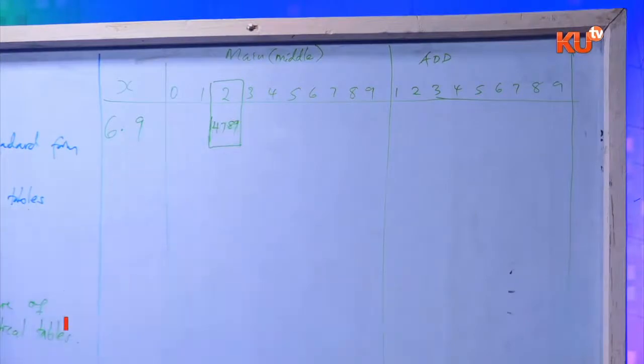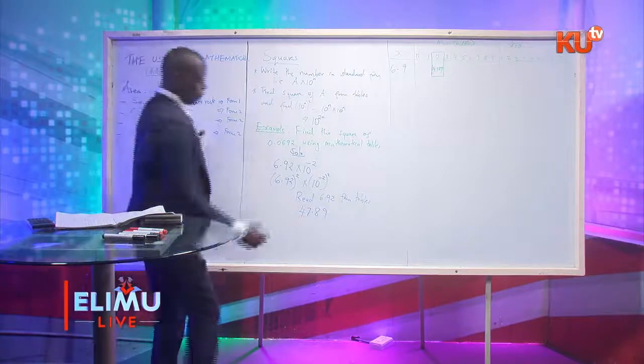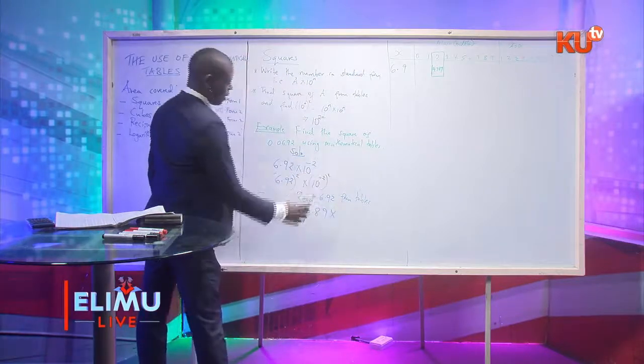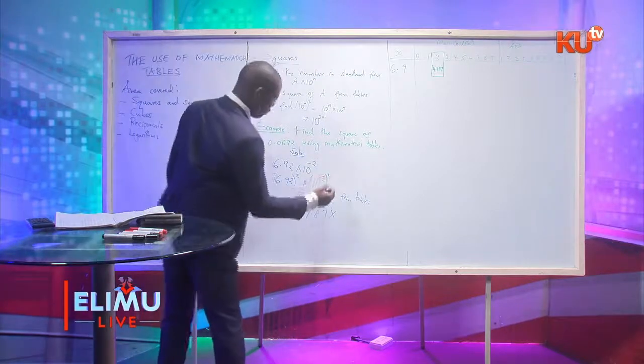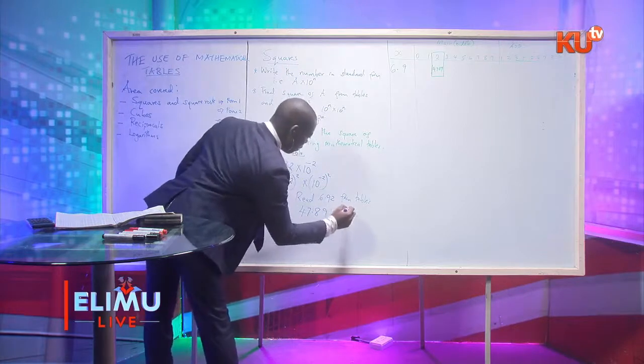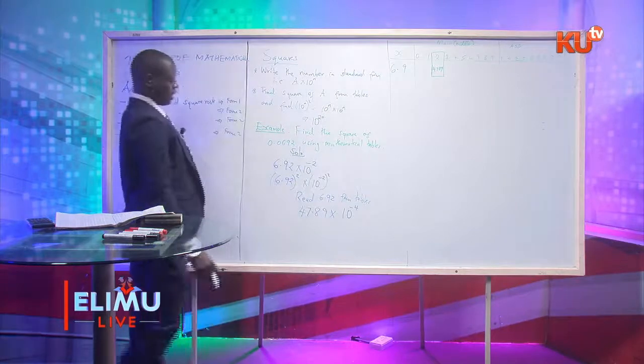That is what is written under 2. So it means the square of 6.92 from the mathematical table is 47.89. So we write it here, 47.89. Then we multiply by 10 power -2 squared. And we are agreeing that 10 power -2 squared is 10 power -4. You simply take -2 times 2 to get -4.